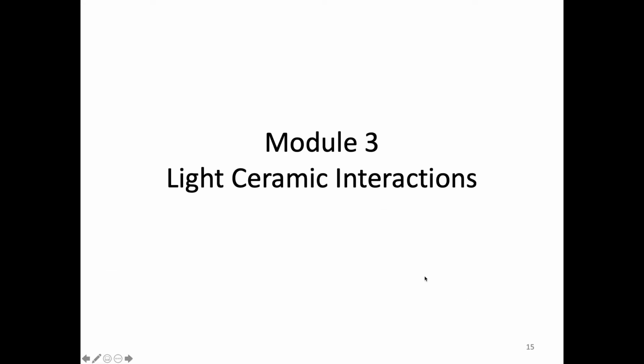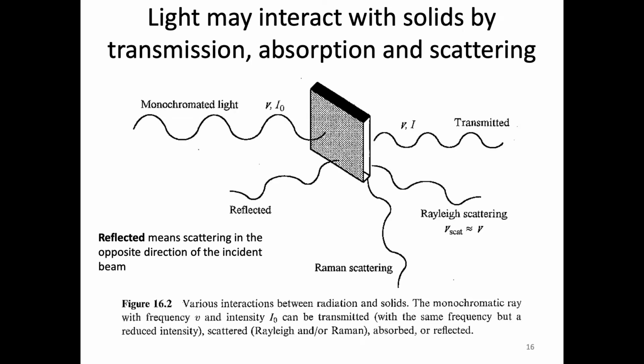All right, so now let's look at some interactions that this visible or near visible light can have with ceramics. Light may interact with a solid or ceramic by transmission. That's when something basically goes straight through, so that would be a transparent material if the transmission is very high.